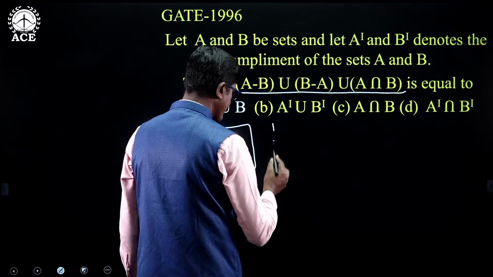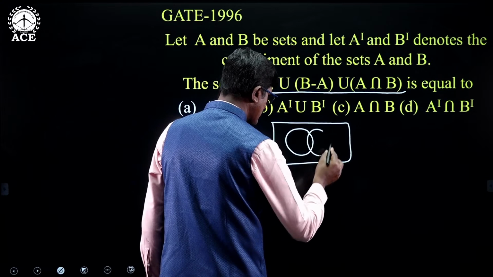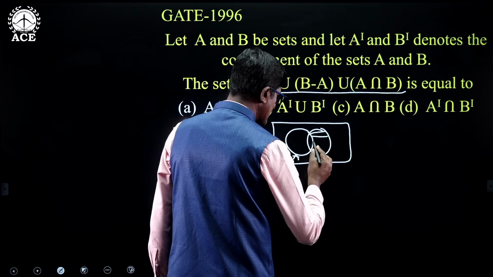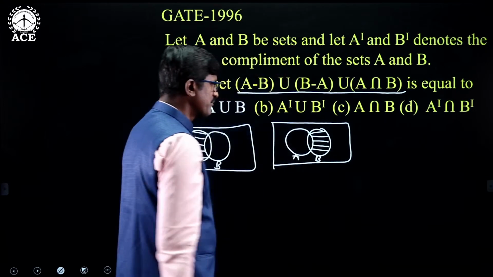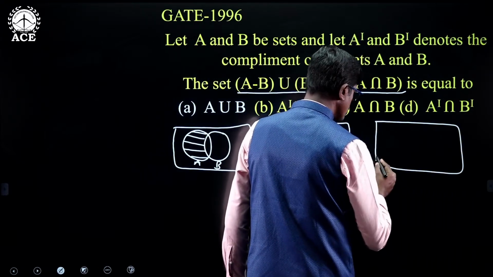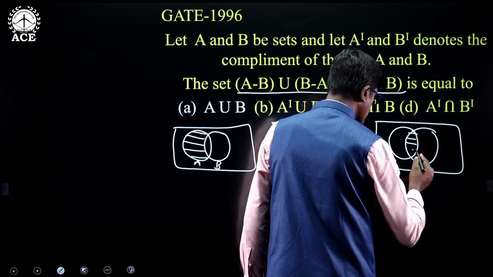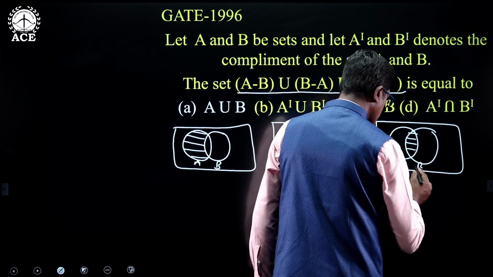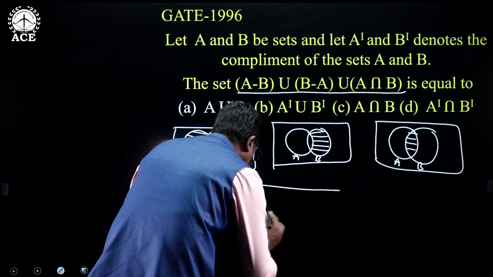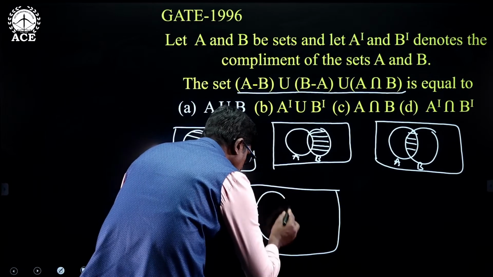Next, B minus A. This is set A, set B. B minus A is nothing but the exclusive region of B. Next, A intersection B. This is A intersection B. This is A, this is B. Now what I am doing, I am going to union the shaded regions which are there in these three pictorial representations.